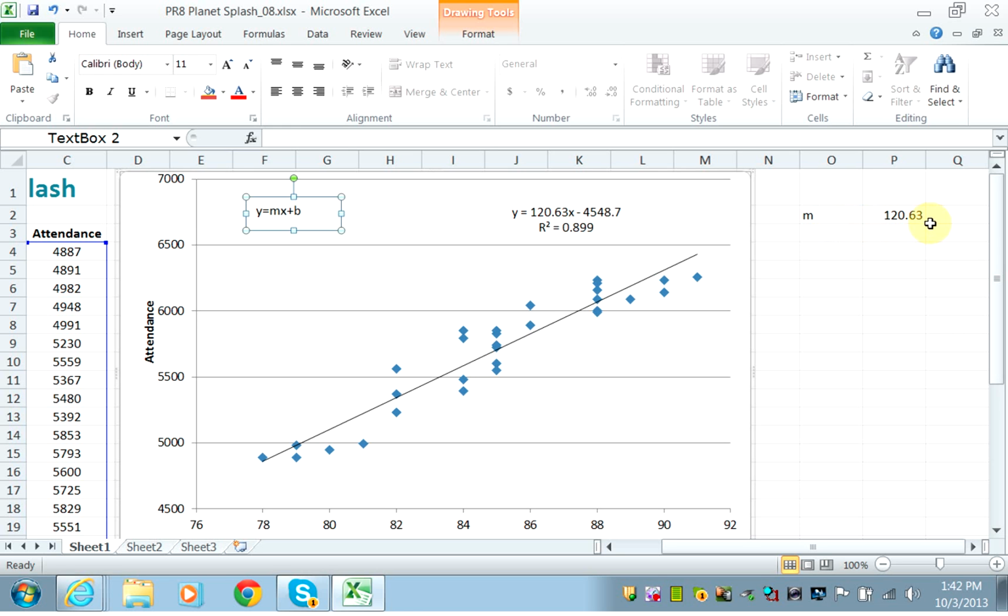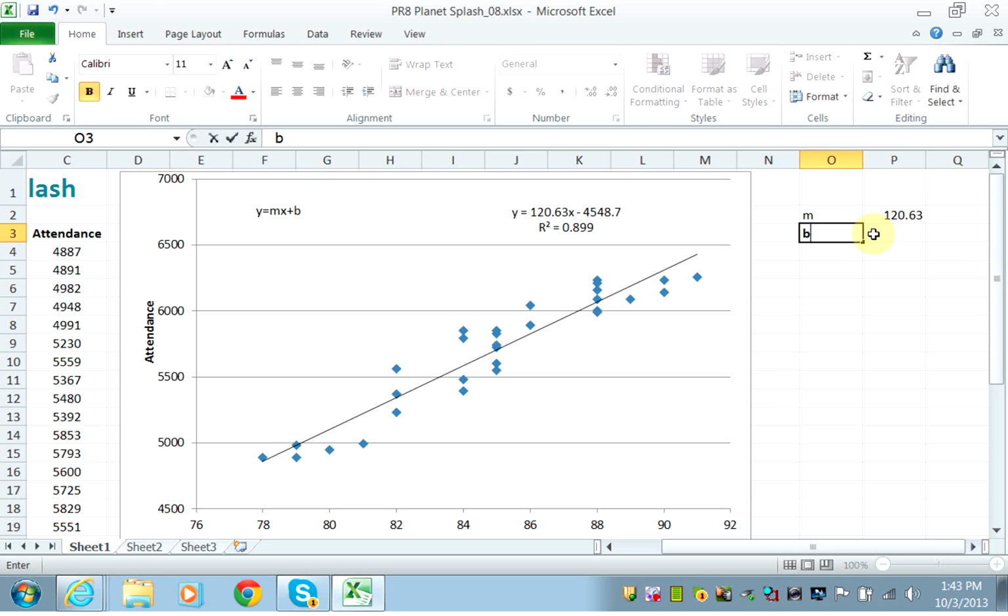So the m is equal to 120.63. So with every unit change in x, you have an increase in y of 120.63. Now we want to put the b. b is equal to negative 4,548.7. Remember, that's the value of y, the value of attendance, when you have a 0 temperature, when x is equal to 0.